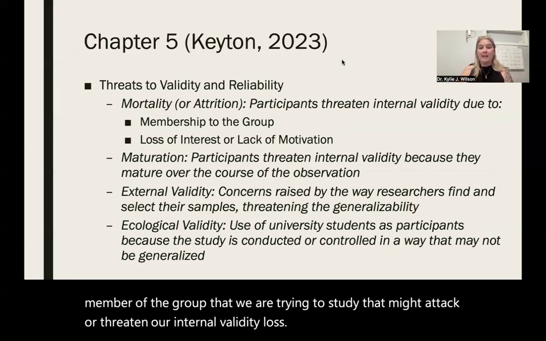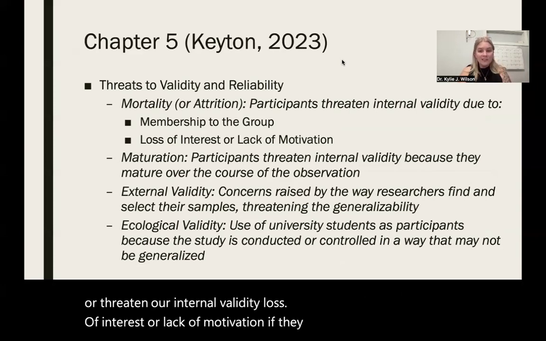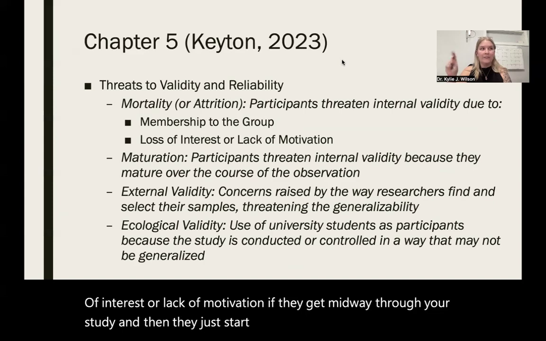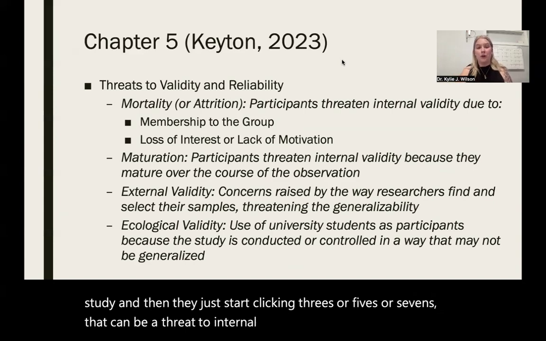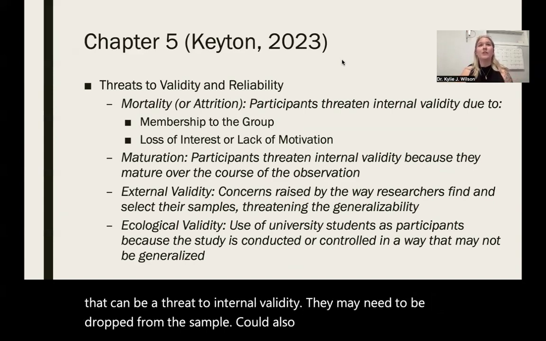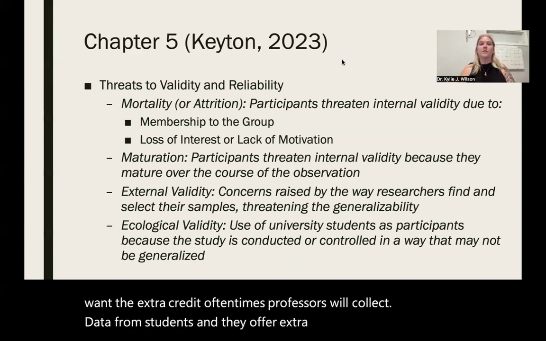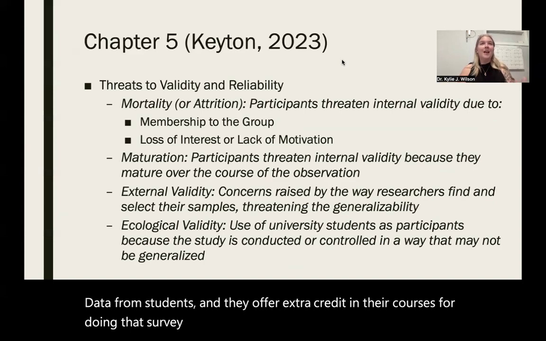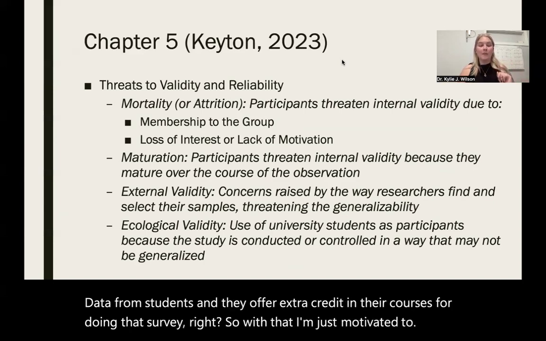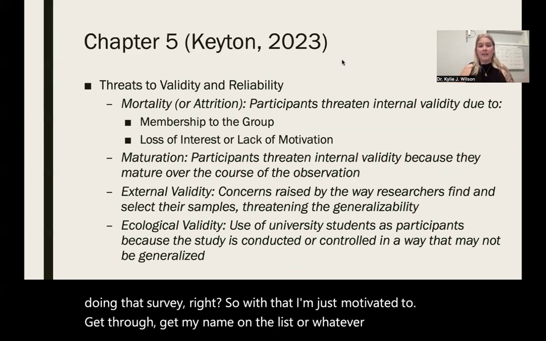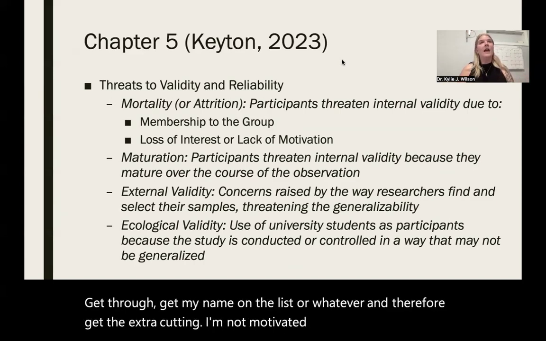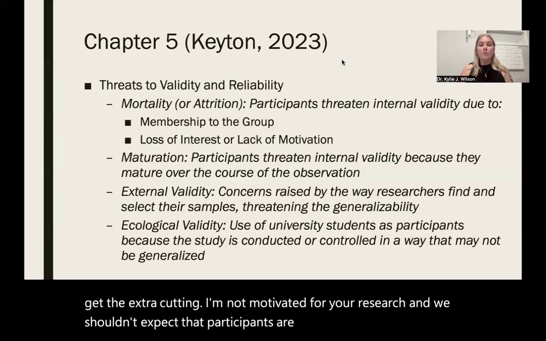Loss of interest or lack of motivation. If they get midway through your study and then they just start clicking 3s or 5s or 7s, that can be a threat to internal validity. They may need to be dropped from the sample. Could also be a lack of motivation. I just want the extra credit. Oftentimes, professors will collect data from students and they offer extra credit in their courses for doing that survey, right? So with that, I'm just motivated to get my name on the list or whatever, and therefore get the extra credit. I'm not motivated for your research. And we shouldn't expect that participants are going to be motivated by our research, okay?